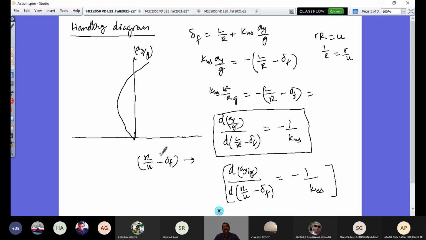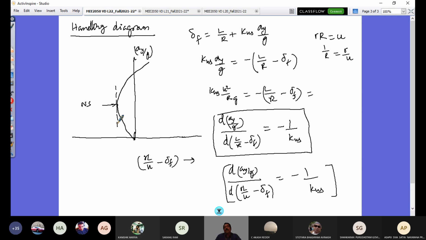I take my vehicle and do the steady state motion in a test track, and I would be able to plot this. This diagram is called the handling diagram. You see here I have a negative slope portion, a positive slope portion, and also a point where the slope is infinity. So what do I infer from this? When the slope is infinity, that value of a_y by g refers to the neutral steer tendency of the vehicle.